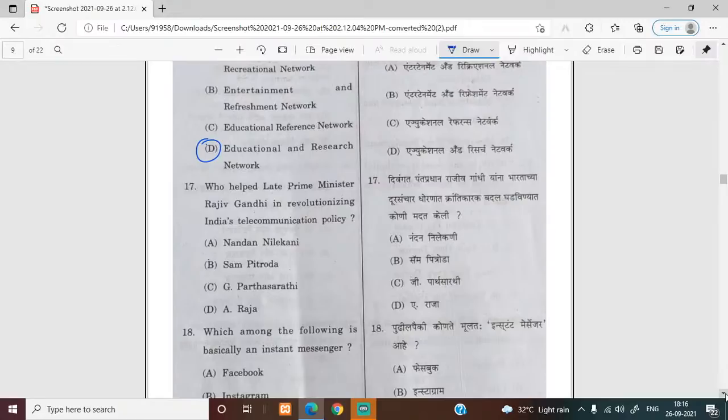The options are Nalanda Nilkani, Sam Pitroda, G. Parthasarathi, or A. Raja. The right answer is option B, Sam Pitroda. He is a telecommunication engineer, entrepreneur, and an inventor. He worked as an advisor for the Prime Minister of India. At that time, it was Rajiv Gandhi. So he was the advisor to public information infrastructure. So he helped late Prime Minister Rajiv Gandhi.